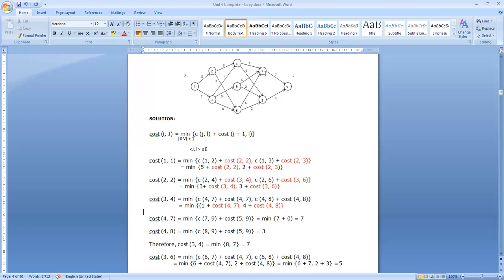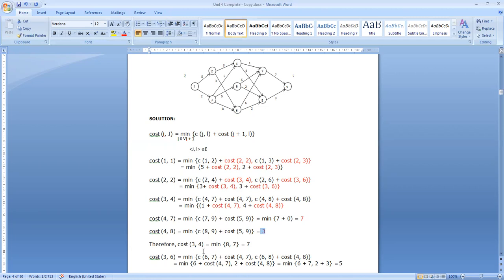So cost of 4 comma 7. From 7 you go to vertex 9 only. So you are not going to any other vertex. The minimum cost path from vertex 7 to 9 is 7. So it is 7. 7 is computed. Okay, similarly, cost of 4, 8. From 8 you are going to vertex 9. It is 3. So it is 3. It is computed.